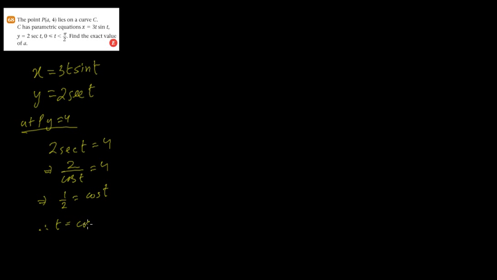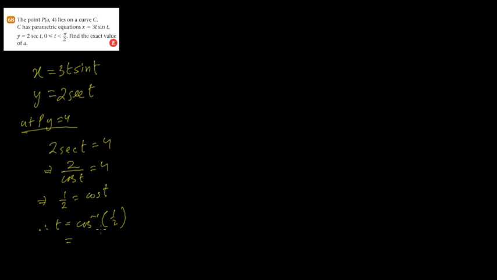So what we can do is we can first put the value of y. So at P, y equals 4. So we can plug it here. So 2 sec t equals 4. So we can write 2 by cos t equals 4. If we cross multiply, it would be 2 by 4, which means half, equals cos t. So cos t equals half. Therefore t equals cos inverse of half.